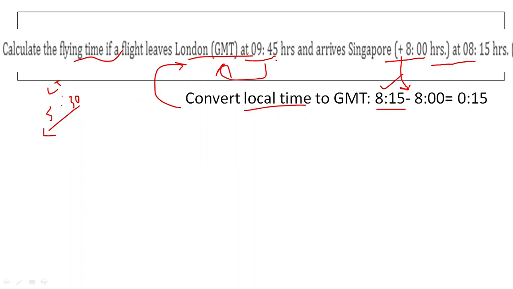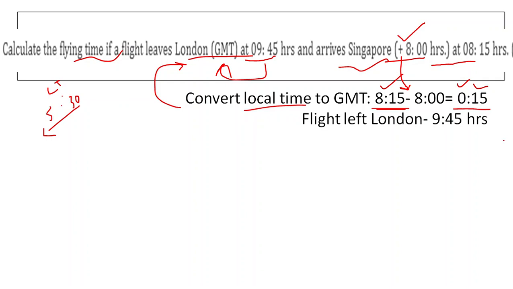For example, in this question, the flight is arriving in Singapore. 8:15 is the local time, and the time zone is +8. So you subtract 8 and you get 0 hours 15 minutes. So this is 0 hours and 15 minutes, which means midnight 12:15, right? Next day.